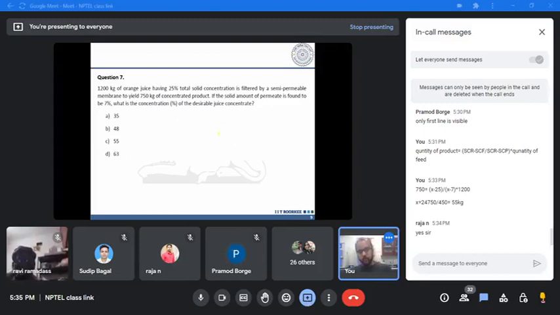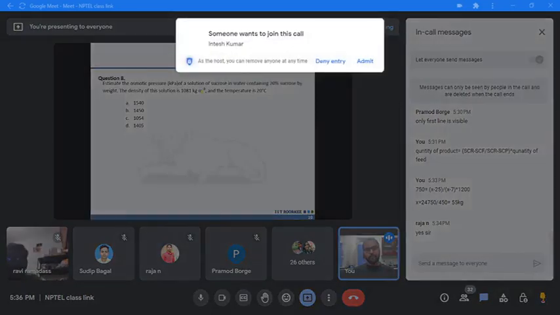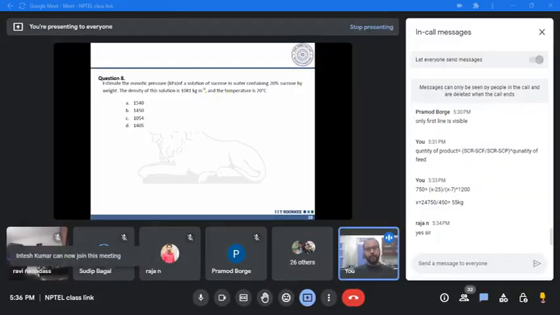Okay, so we'll go for the next question. Estimate the osmotic pressure of a solution of sucrose in water containing 20% sucrose by weight. The density of the solution is 1081 kg per meter cube, and the temperature is 20 degrees centigrade.